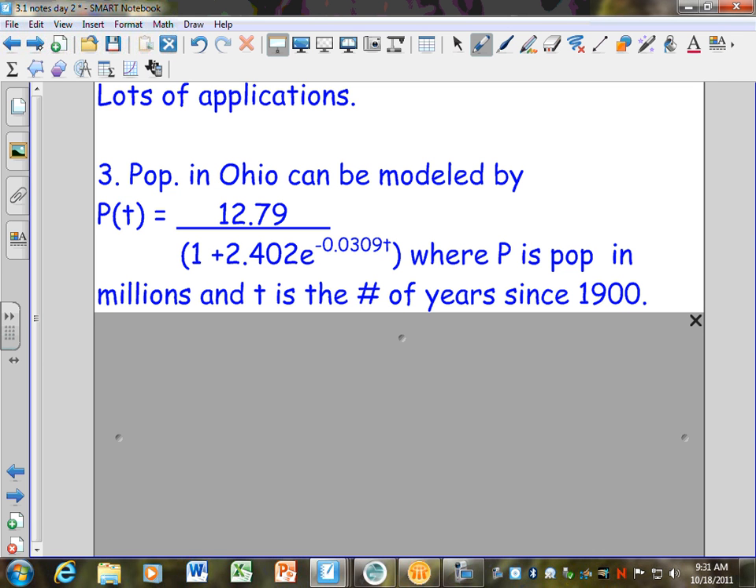Here's what's important about these story problems. Make sure you know what everything's representing. P is the population, which means what you get out of here, your answer, is the population in millions. So if you got an answer of 7, that means 7 million people. And T, our other variable in this problem, is the number of years since 1900. So if you got an answer for T like 72, that means 72 years since 1900. Think about that when you're reading these problems.